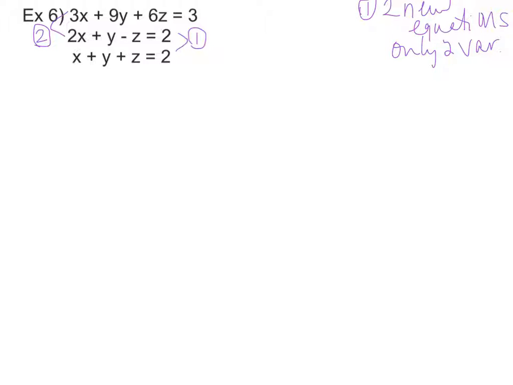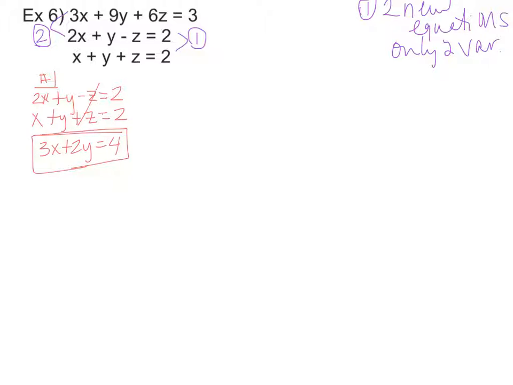So for this new number one equation, we're going to put these bottom two together. So I have 2x plus y minus z is equal to 2, and then I have x plus y plus z is equal to 2. Whenever I combine these, the z's cancel, and it's the same as the addition method, the elimination deal. So I eliminate those and I add the rest of them together. So 3x plus 2y is now equal to 4. There is new equation number one with only two variables.